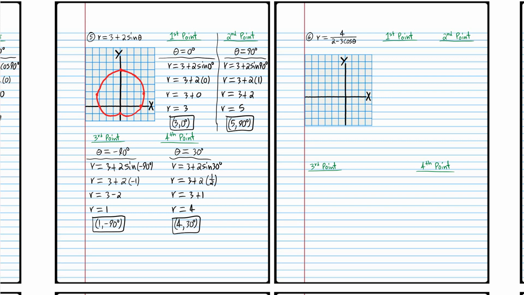Now the graph may not be in the window. It might be out of the window. That's okay. And you should be aware that your graph is going to include asymptotes. If you're using a TI 84 plus, the graph is actually going to plot the asymptotes. This is actually a hyperbola.